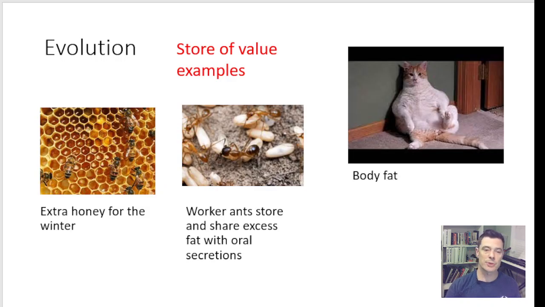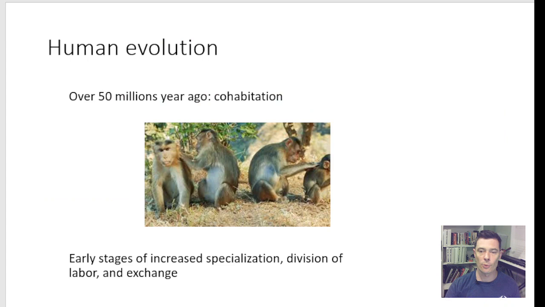Some examples, first with worker ants: the colony has a solution for storing food. They have one type of ant that is very good at storing food, and when it needs to, it has an oral secretion process to share this food with others, and this allows all of the ants collectively to get through the winter.